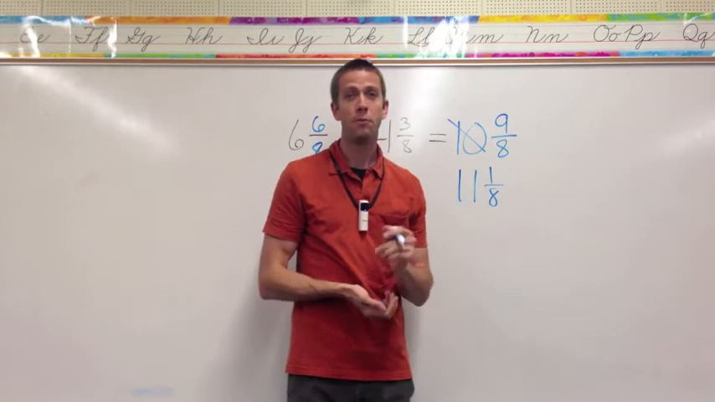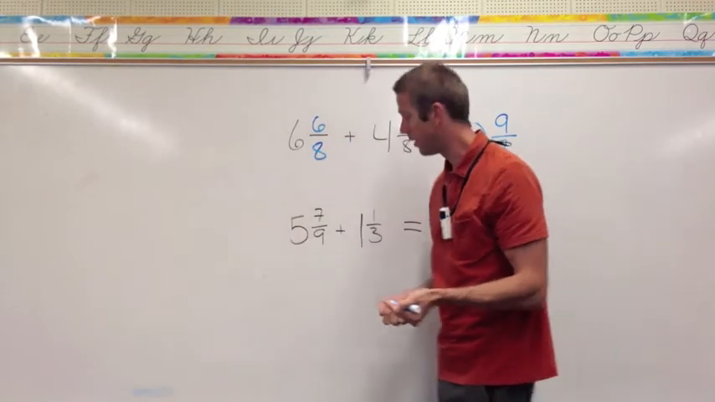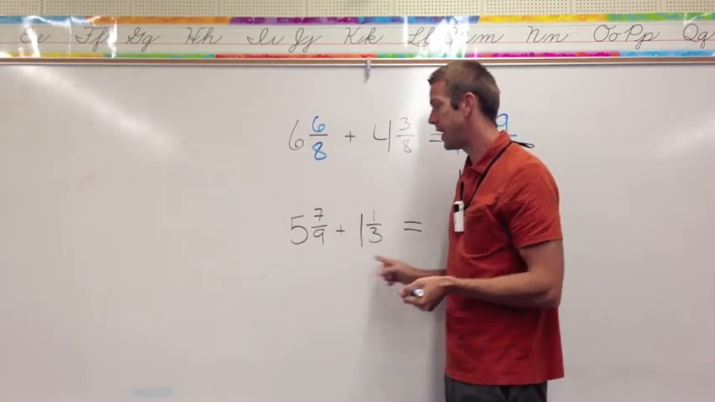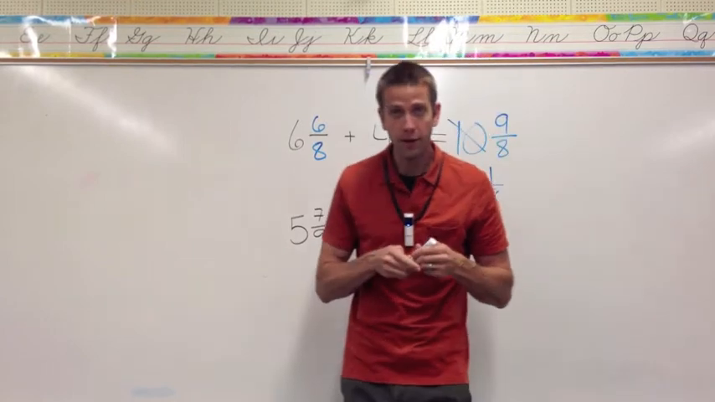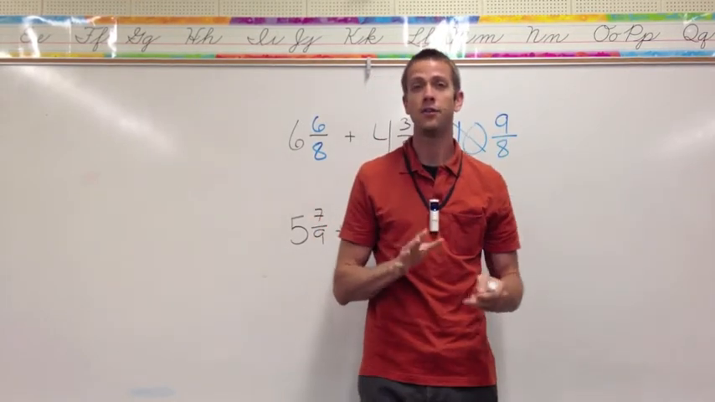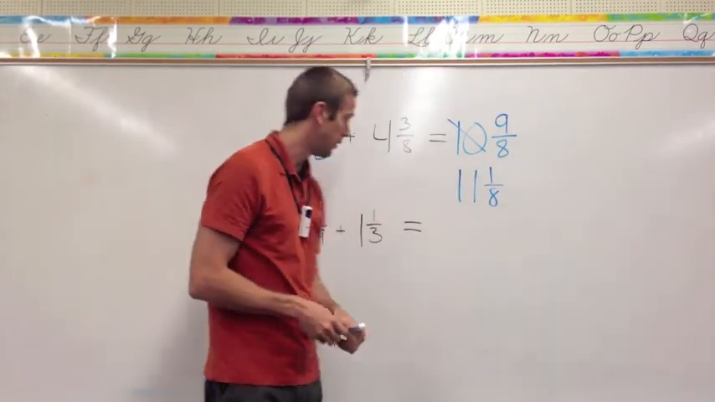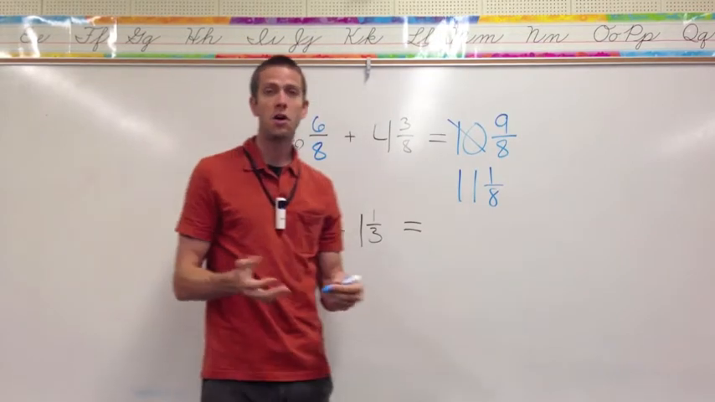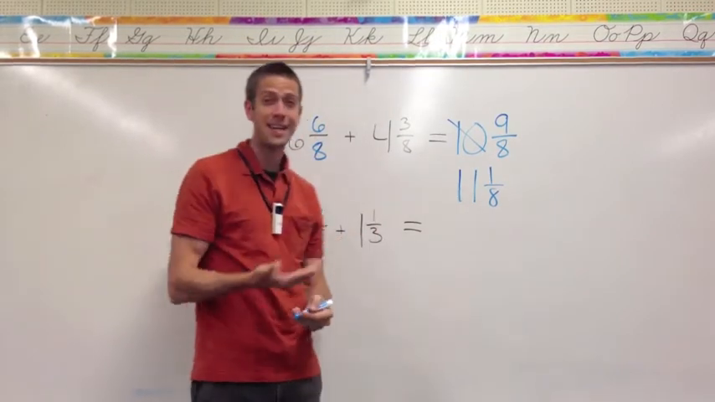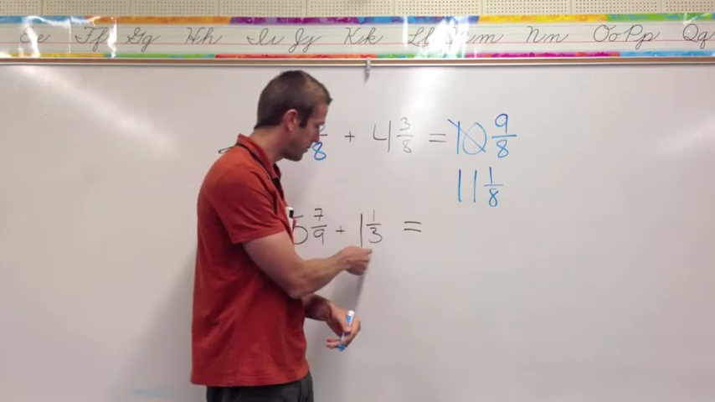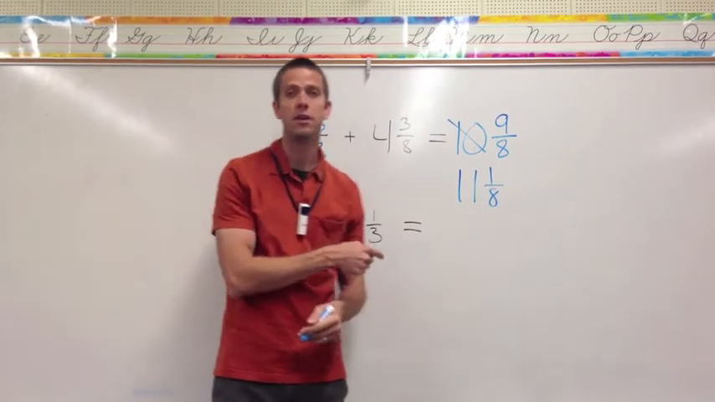Okay? I hope you're following. Let's try to do one more. And this time I have 7/9 and 1/3. So first thing, right? Don't add until those denominators are equal. So they have to be the same. So we can make them both 18s, right? 3 times 6 and 9 times 2.